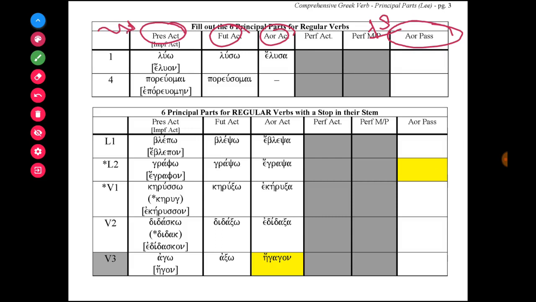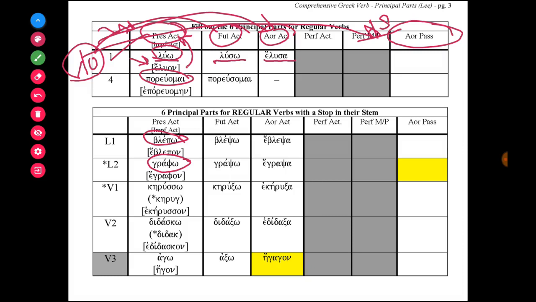You should actually be able to go through every vocabulary word, like luo, or peuomai, or blepo, or grapho. And you should be able to name the present active first person singular form, the imperfect form, which is in brackets, and it's listed here because the imperfects always use the lexical or present active stem. And you should be able to list the first person singular form for the future active and the first person singular form for the aorist active for every verb.